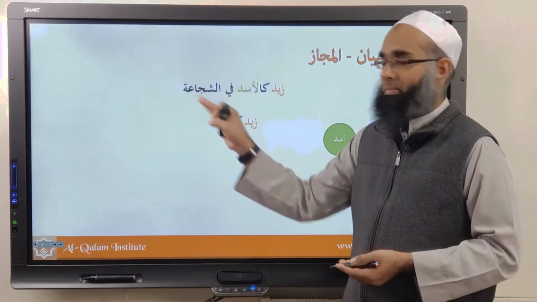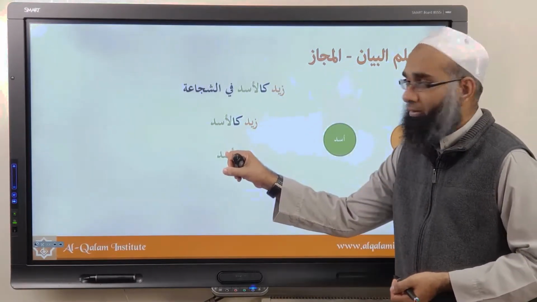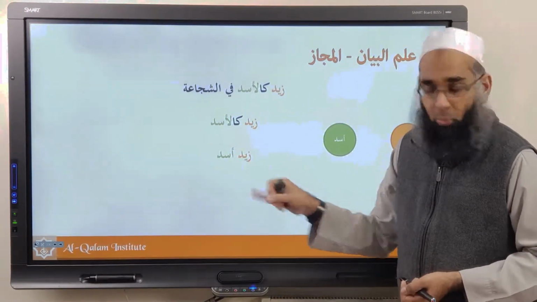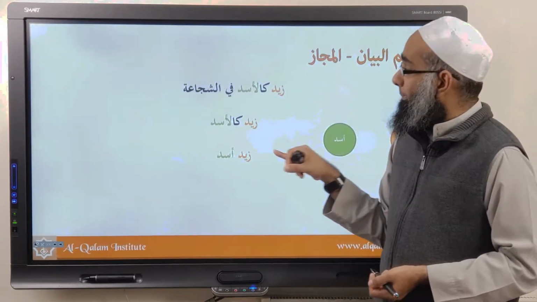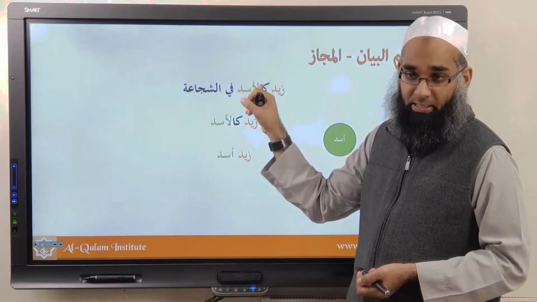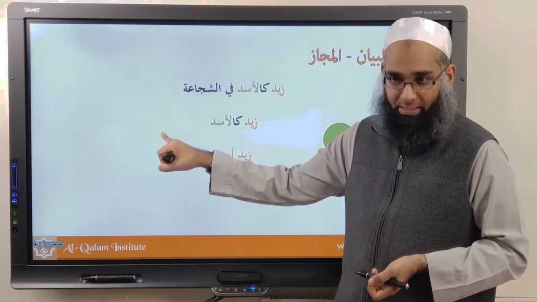So we remove the word shabah, it becomes what? Mujmal. And then we go Zaydun asadun. Why is this? This is still what? Tashbih. Because why? We still have what? Two elements. But what's missing? Only the harf of tashbih is missing. That's tashbih. So it becomes tashbih mu'akkad and it's baligh as well because the word shabah is also missing.